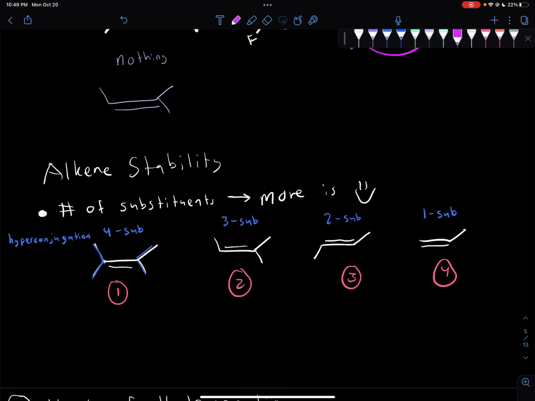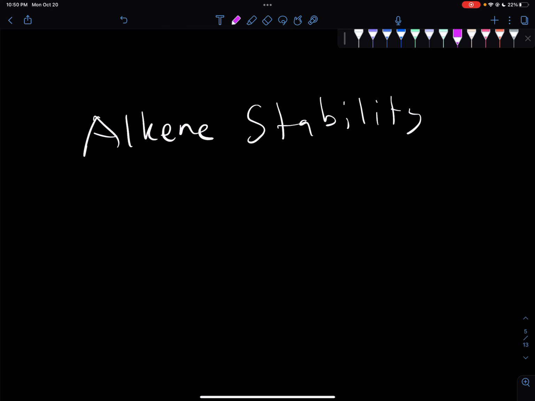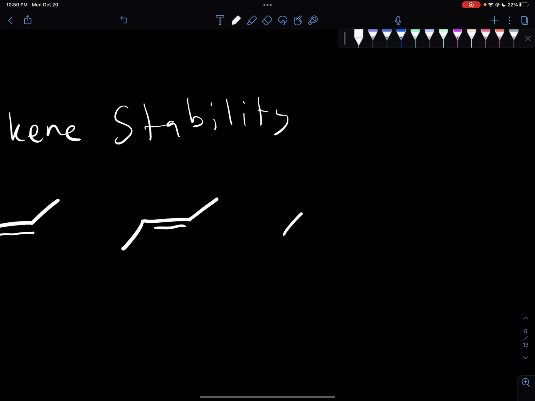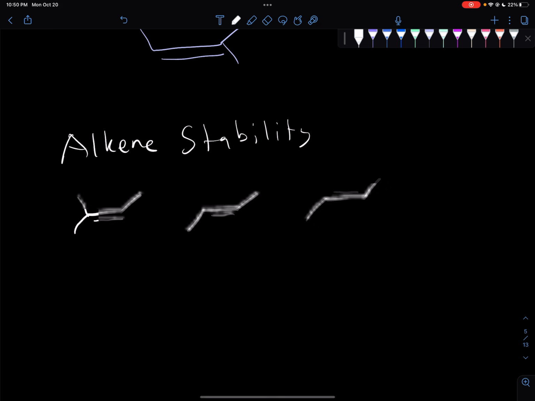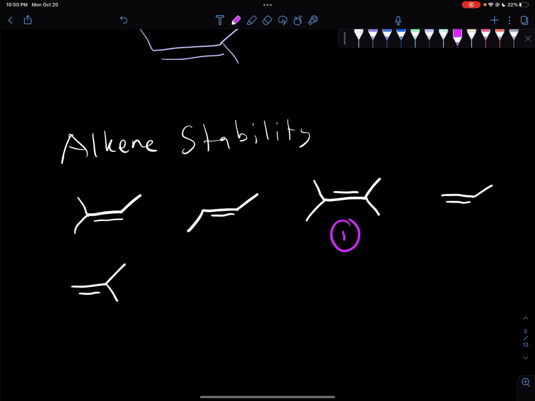Now let's do one more and then we'll be done. I'll just make it really simple just to get the point across, right? Okay, very easy. This is tetra, tri, di, trans, digeminal, and then mono.